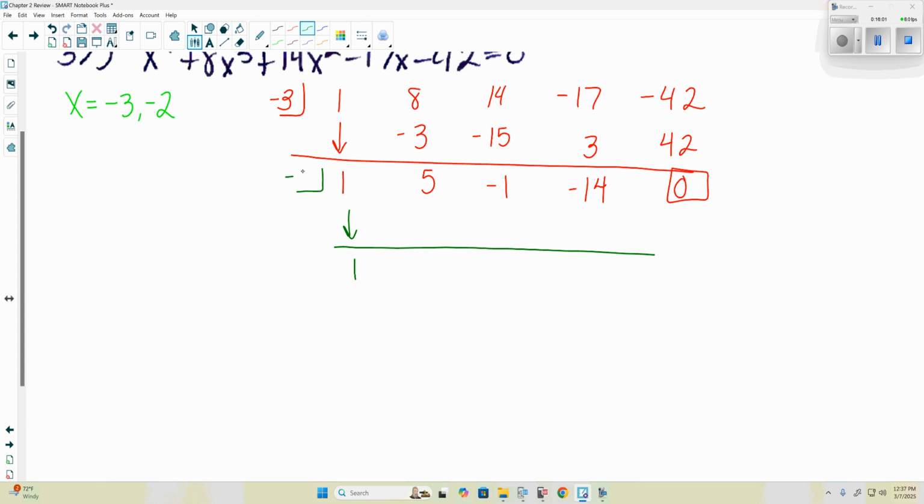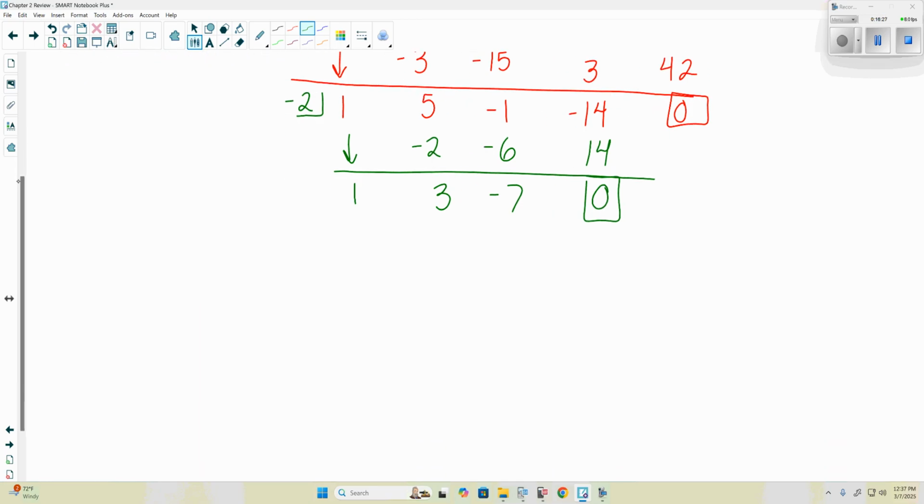We'll do it with the next one, -2. -2 times 1 is -2. 5 plus -2 is 3. -2 times 3 is -6. -1 plus -6 is -7. -2 times -7 is +14. Now that's all the solutions we had.